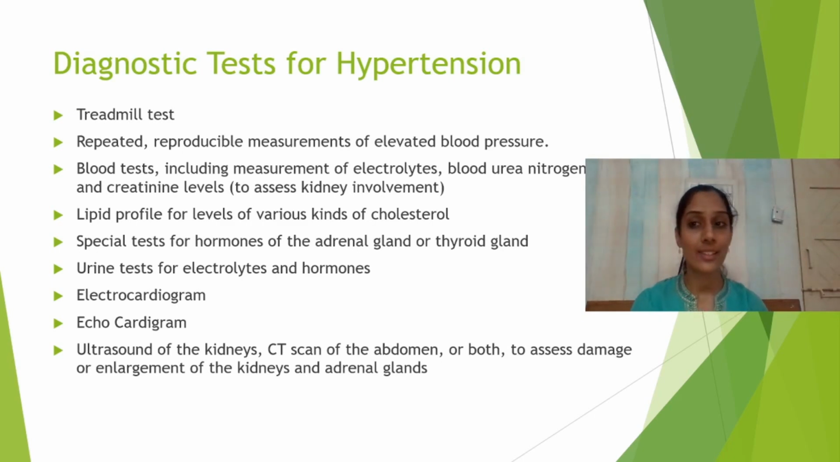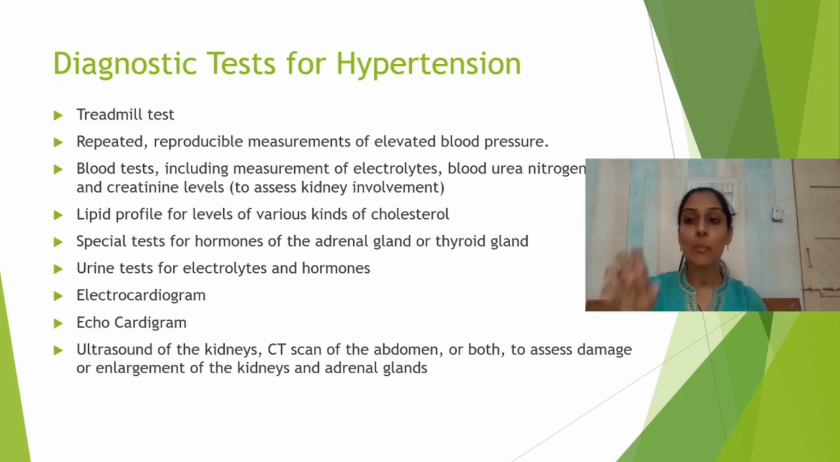Now the next is the diagnostic tests for hypertension. First is the treadmill test. What happens in a treadmill test? A patient or a person is made to run on a treadmill, and at a specific time the elevation of blood pressure is noticed, and the time at which that elevated blood pressure gets normalized is assessed in the treadmill test.